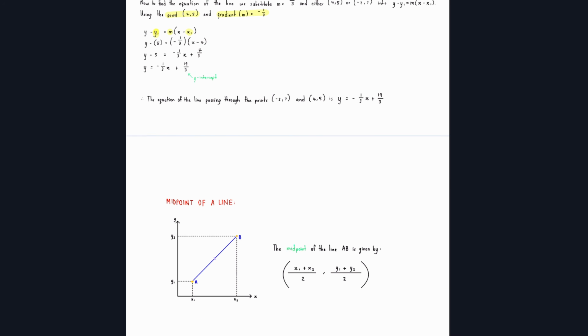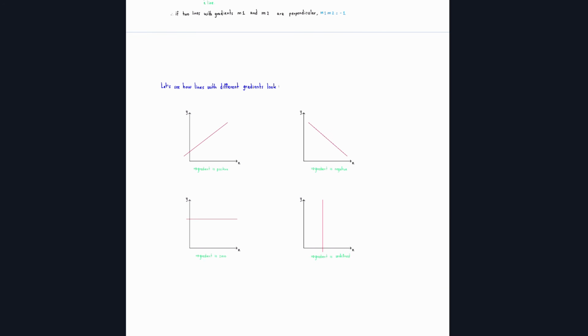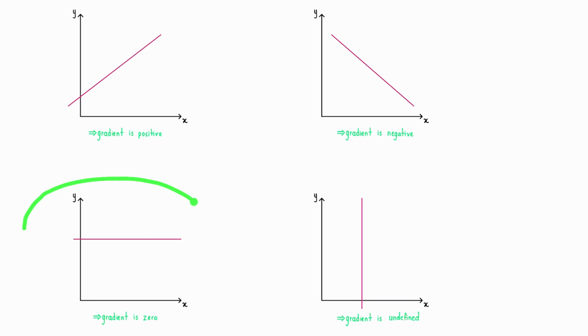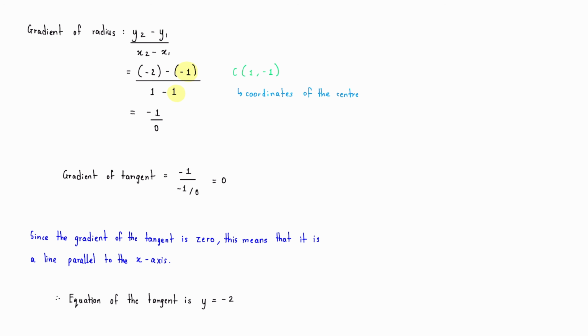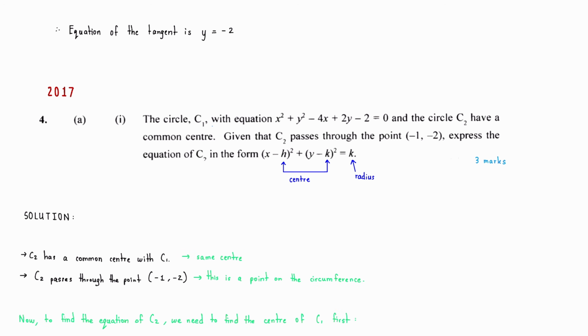From before, the gradient is 0 when this is a horizontal line. The gradient is undefined when it is a vertical line. Always remember that. This would of course be positive, and this is negative. Because it is a line parallel to the x-axis, the gradient of the tangent is 0. So therefore, the equation of the tangent will simply be y is equal to -2. And that's that.